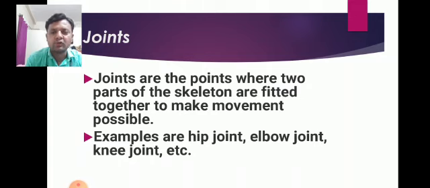These are some examples, which we will see in a detailed way. First of all, we need to understand that joints are the points where two parts of the skeleton are fitted together to make the movement possible. If you want to make movement possible, joints are there. Joints are responsible for movement. Let us see the types of joint and where the joints are located.